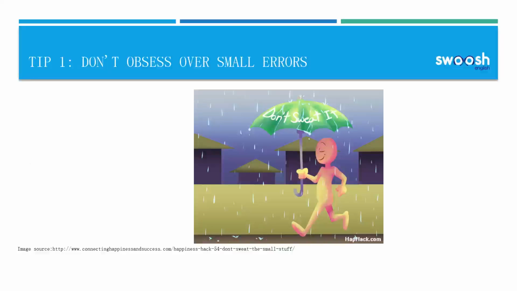The first tip is don't obsess over small errors. Slow speech, even if accurate, is speech which lacks fluency, and speech which lacks fluency comes across as unconfident and is difficult to listen to. It is much better to aim to speak at a natural pace at the risk of making grammatical errors than to slow your speech to a point where it's no longer fluent.